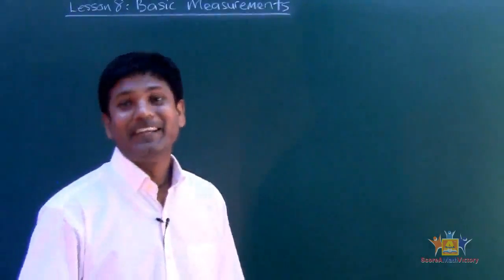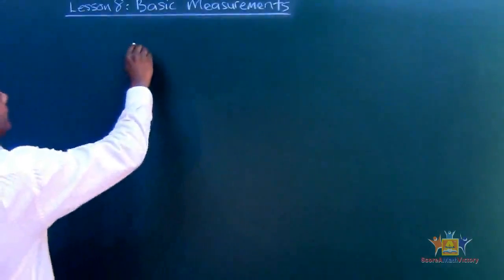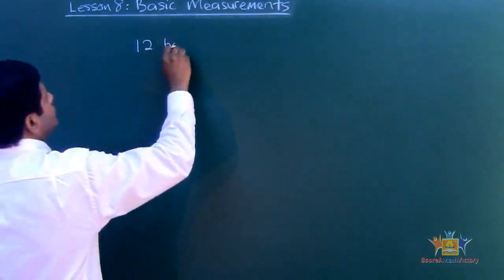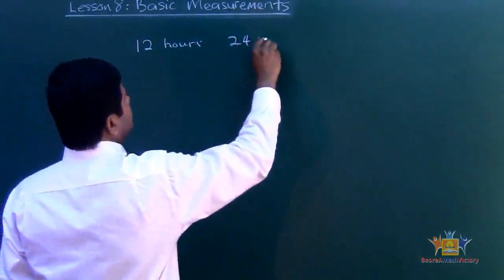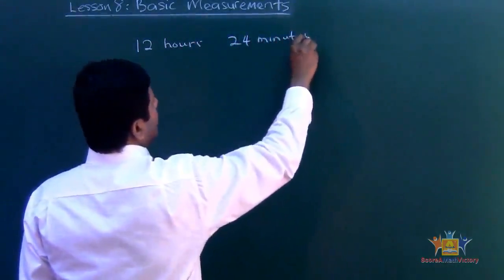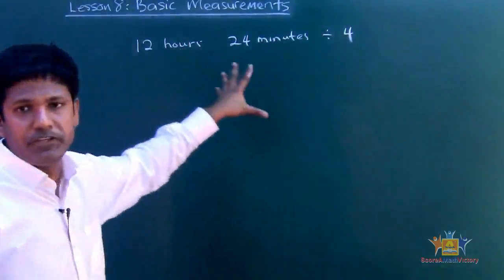Alright, my dear students, let's do the division. Let's say, for example, I give you 12 hours and 24 minutes, and I want to divide that by 4. So what do you do? Always use the long division method, okay?